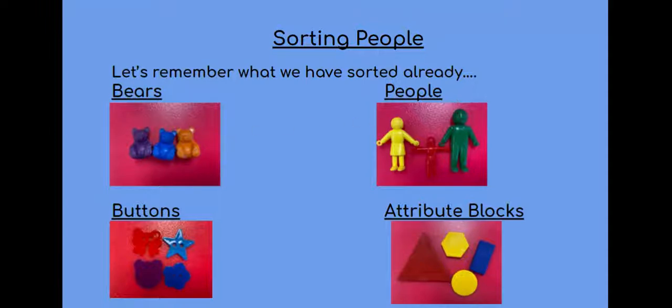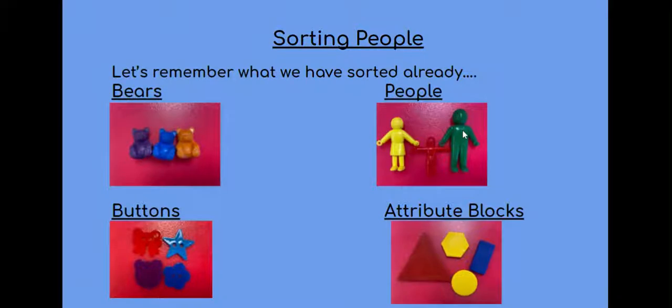My next picture is about the people. Now, looking at these people, they definitely look different. There's more differences here. So then you can sort them in more ways. So let's take a look. We could have sorted them by color, just like we did the bears. We could have also sorted them by size too.